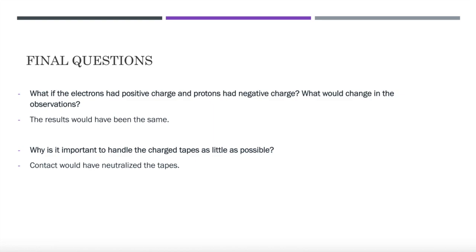Why is it important to handle the charged tapes as little as possible? This is because any contact would have neutralized the tapes. Any electrons that are transferred, either removed or added to the tapes, would have further neutralized them and jeopardized the data.